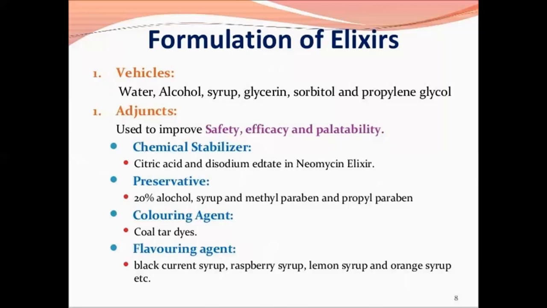Then second one, additives or adjuvants. The following additives are generally added to improve the formulation of elixir, in which they maintain safety, efficacy, and palatability of this dosage form. जेव्हा आपण adjuvants आणि additives त्या elixir formulation मध्ये add करतो, तेव्हा ते safety, efficacy आणि palatability त्या elixir ची improve करतात. So what is meant by efficacy, safety and palatability, हे समजलं असेल. Yes or no?